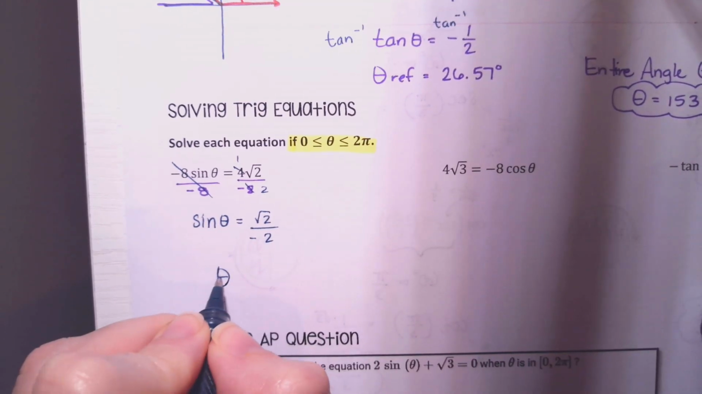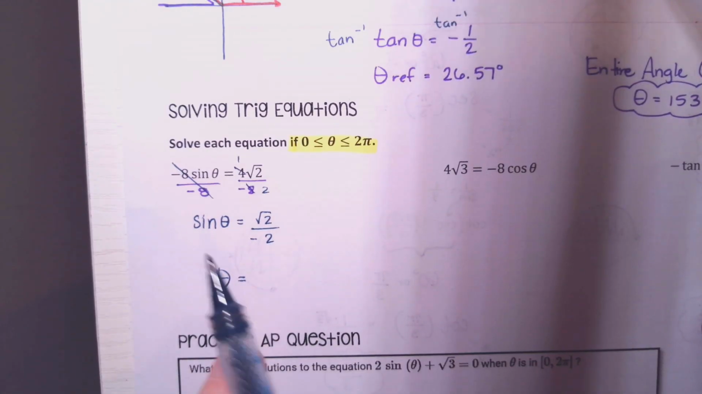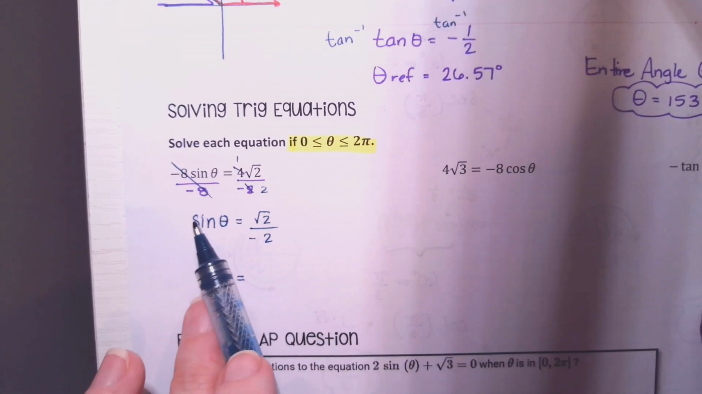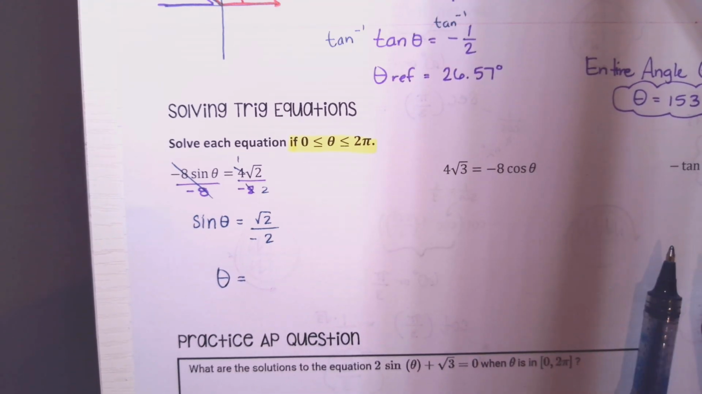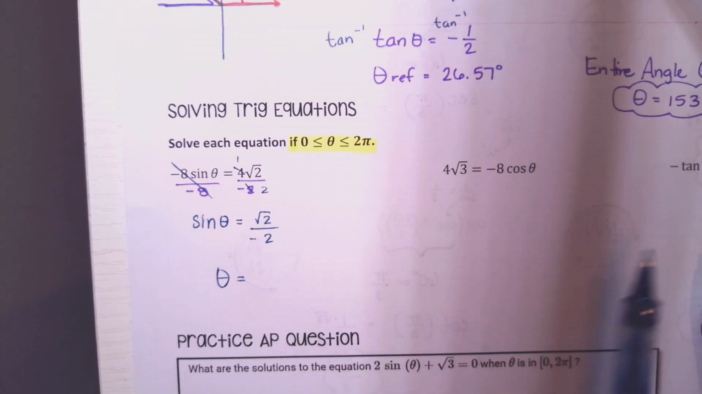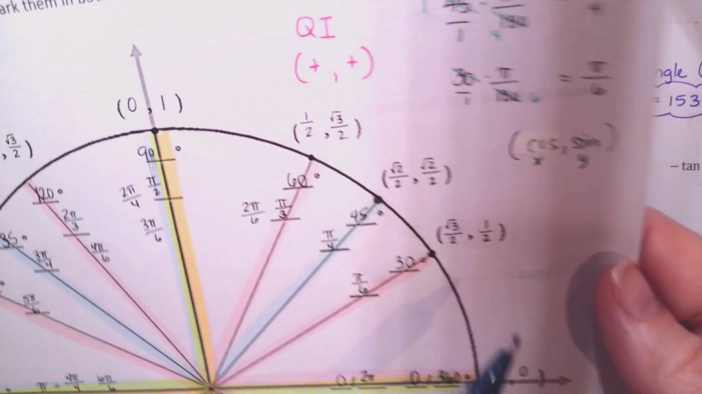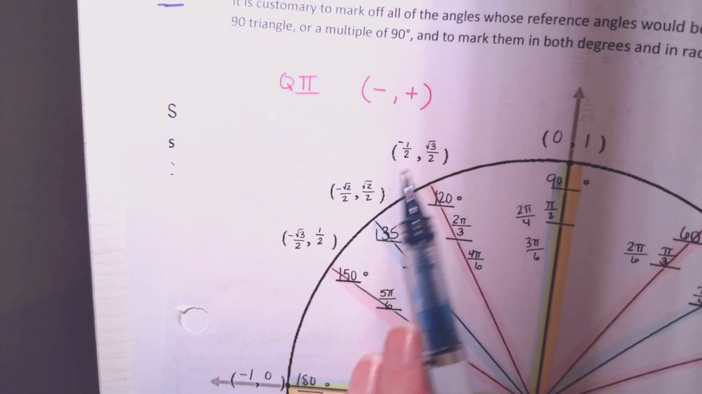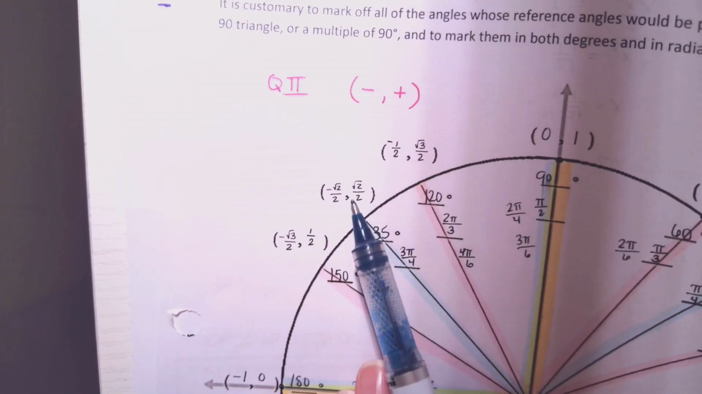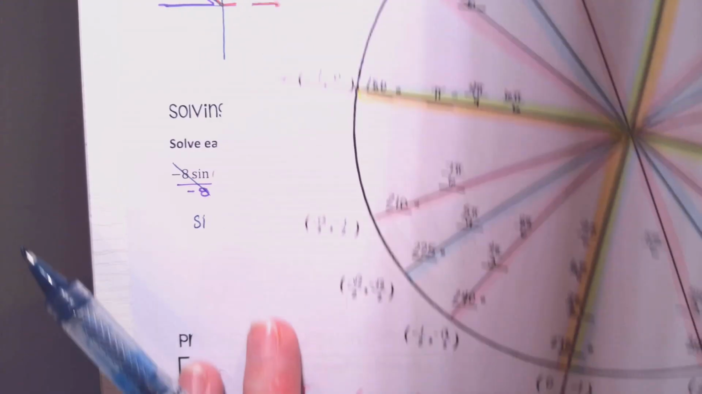So we want to look in the entire unit circle for any angles that would have a sine value of √2 over -2. Are there any angles in the entire unit circle, 0 to 2 pi, that would have a sine value of -√2 over 2? And remember, sine value is just the y. So I'm going to look here, -√2 over 2. All of these are positive, so we don't want to write these down. Here, all of these signs are also positive. I don't want to write those down.